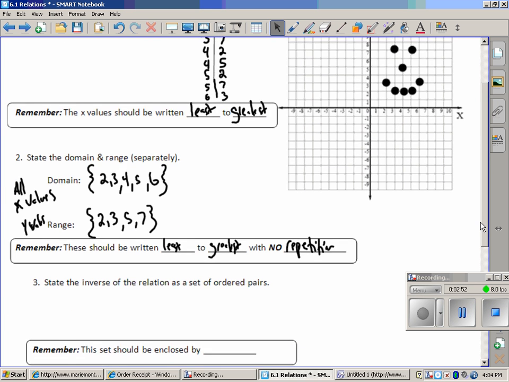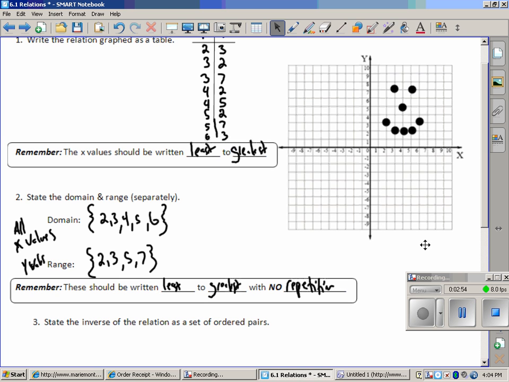Okay, now I'll state the inverse. Well, the inverse is a transformation. It takes all of your ordered pairs and changes them according to this formula. And it's a very easy formula. It's just all xy values go to y comma x. So I'm going to take all of these and I'm going to rewrite them as a set of ordered pairs, which is a brace, and then a lot of these things.